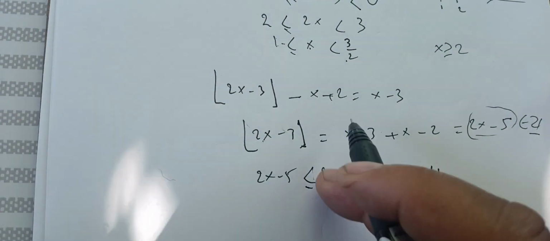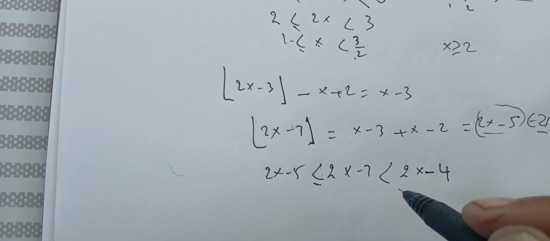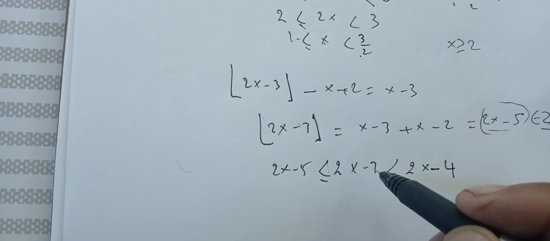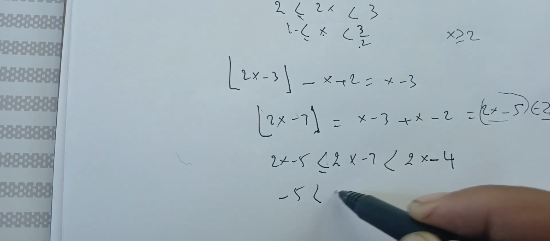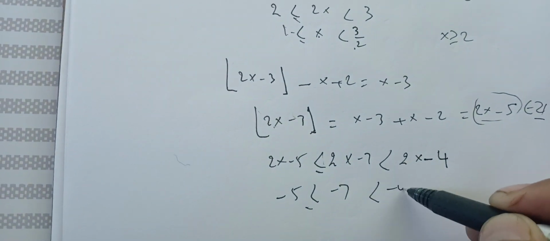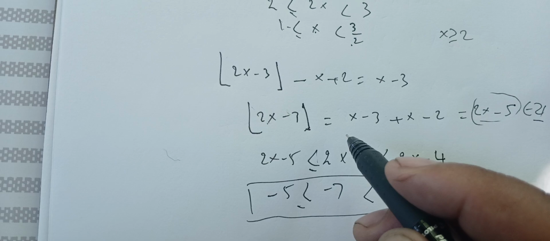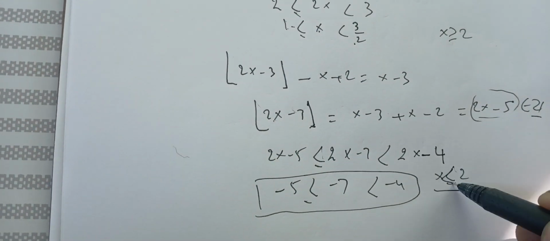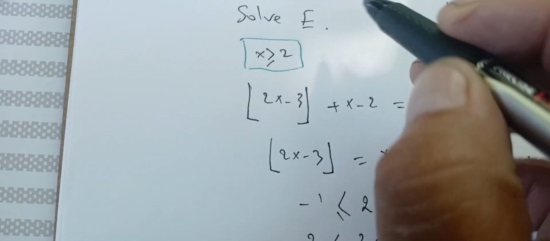In this case, the easiest way to solve is to add minus 2x to all sides. I get minus 5 less than or equal to minus 3 less than minus 4. This can never happen. And therefore, even when x is less than 2, there is no solution. So the solution for this case is just the empty set.